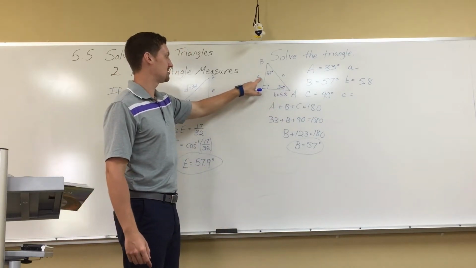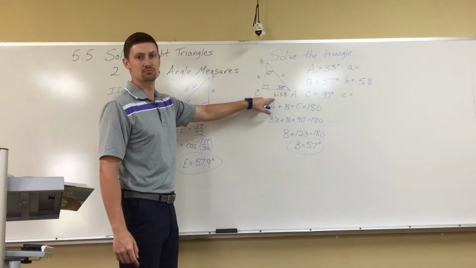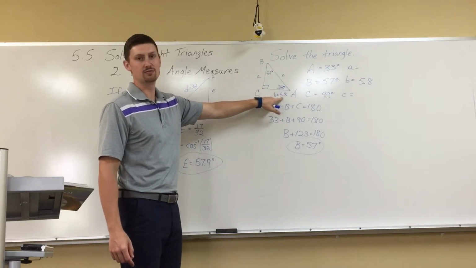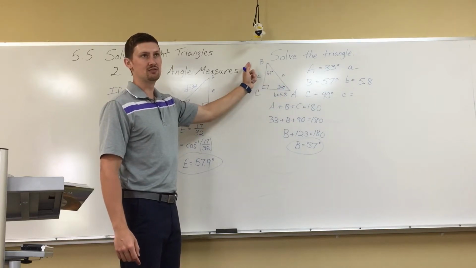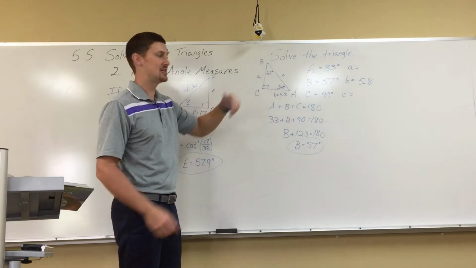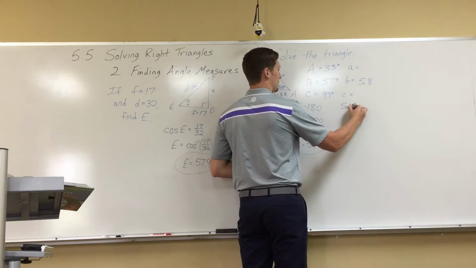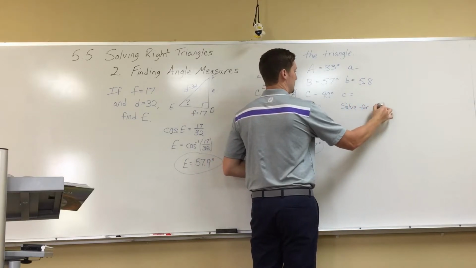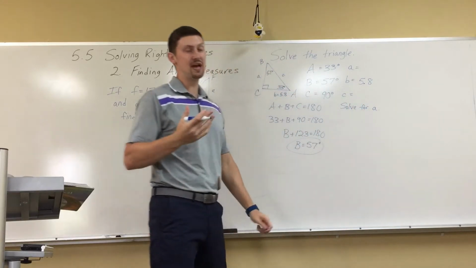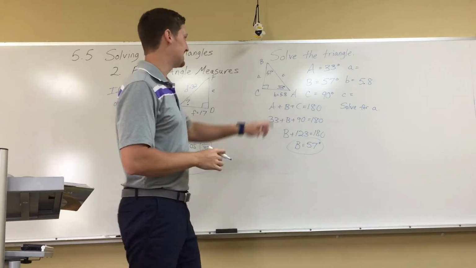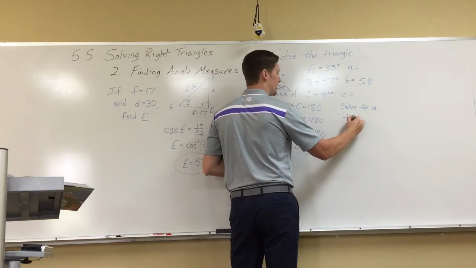What about opposite over adjacent? Sure, because I know adjacent, 5.8. What's opposite over adjacent? What function? Tangent. So let's write it right over here. I'm going to solve for A. And you can solve for C first. You could do A a different way as well. We're going to take tangent of A, or tangent of 33.